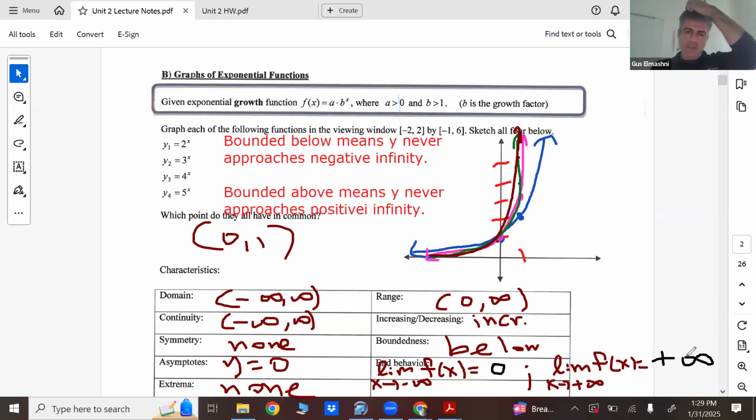Okay. So those are the properties of a growth function. Again, the domain's all real. There's no need to restrict x. x can be whatever you want, just an exponent. It's continuous everywhere. There's no breaks in the graph. The range: y gets close to 0 because you're multiplying 2 a bunch of times. It's never going to be 0 because then you need a 0 to multiply. It's always increasing: as x goes up, y goes up. Bounded below because it doesn't approach negative infinity. To be bounded above, y would have to never approach positive infinity.